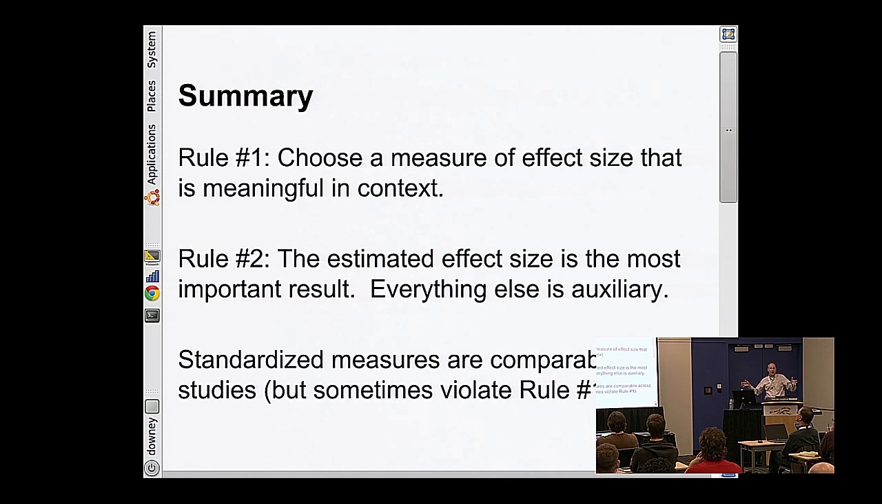So just to summarize where we are so far, effect size is important. When you report it, you should choose the number that is meaningful in context. You should treat the effect size as the most important thing. Standardized measures have the nice property of being comparable across studies, but they are often in conflict with rule number 1.